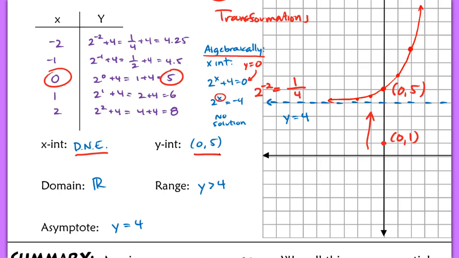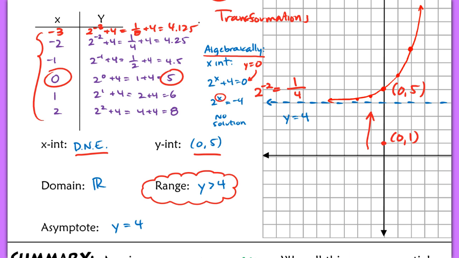Our domain is still all reals because I can plug in anything I want on the left side, but on my right hand side, this is where it gets tricky to see what your range is. When you're looking for the range of your function, it's probably helpful to continue to use more values in your table. If you try to plug in, let's say, -3, 2 to the -3rd plus 4 gives me 1/8 plus 4, so 4.125.